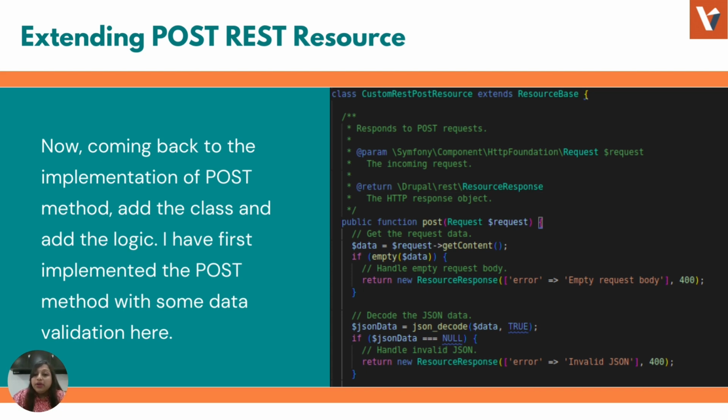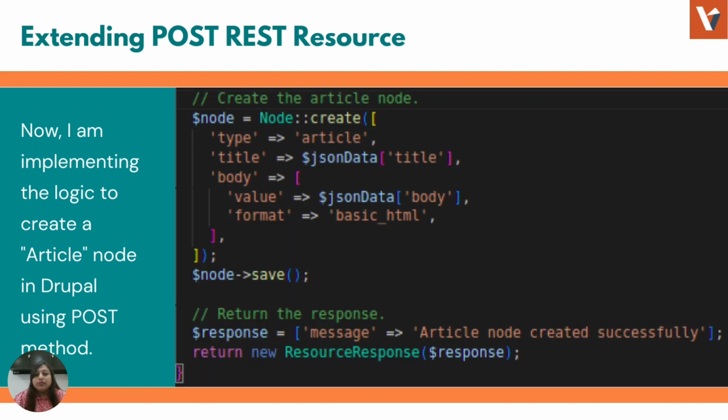Else, there is one more condition: if the JSON data is there and it is in JSON format, then it will JSON decode it and store it in the JSON data variable. If the JSON data is decoded and it is null, then it will also give the error "Invalid JSON."